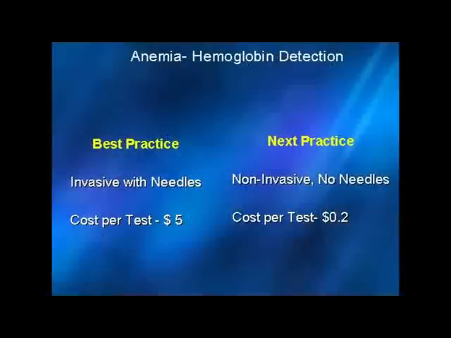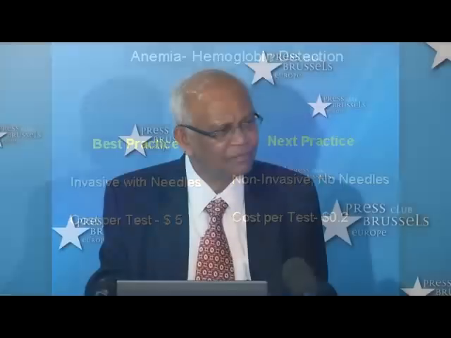See, this is the advantage of being young. The definition of an innovator is one who does not know it cannot be done. Once you get old, you know it cannot be done. When you are young, you don't know it cannot be done. So Mishkin was like that. Secondly, the cost per test was $5. He said, can I do it in $0.2? Looks impossible. He achieved it.